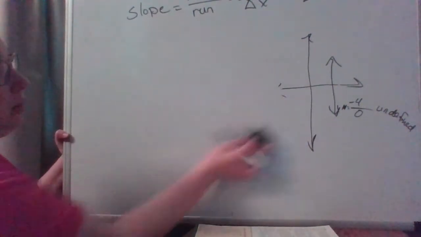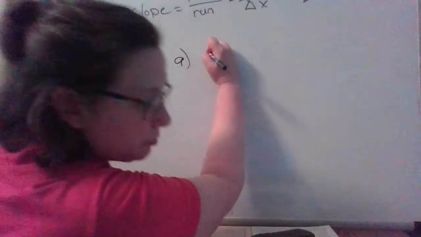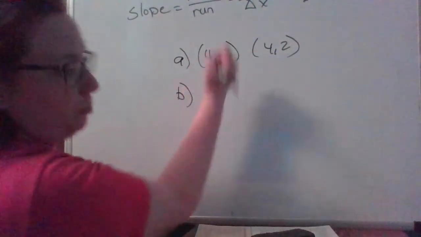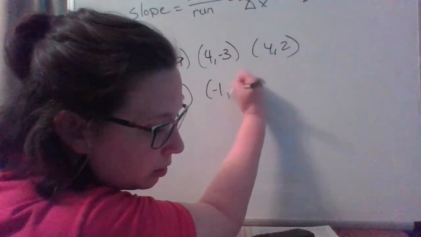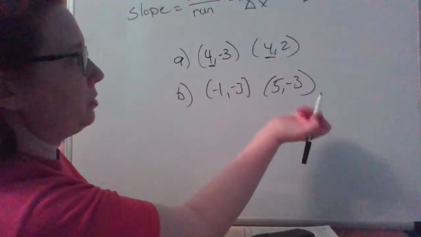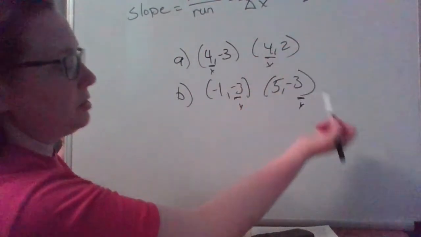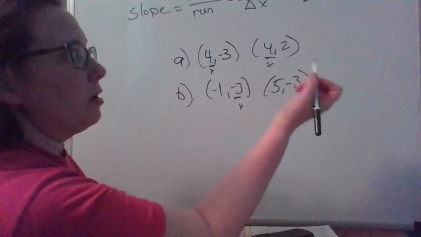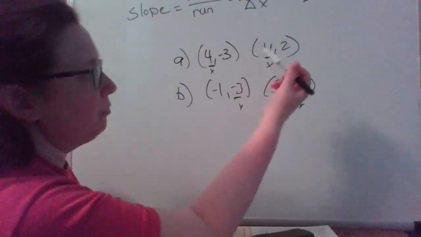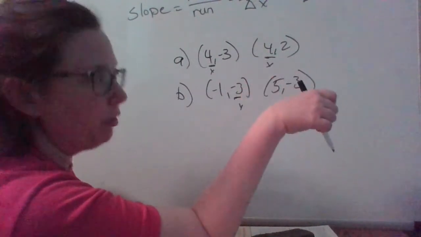When we look at our got it's here, we have for A, 4, -3, and 4, 2. And for B, we have -1, -3, and 5, -3. So notice in this one, our x's are the same. In this one, our y's are the same. Okay? So up here, it's our x's that are the same. Down here, it's our y's that are the same. If you can remember which one is horizontal and which one is vertical, it'll help you pick these out really quickly. If you see that either your x's or your y's are the same, you know it's going to be a horizontal or a vertical line.